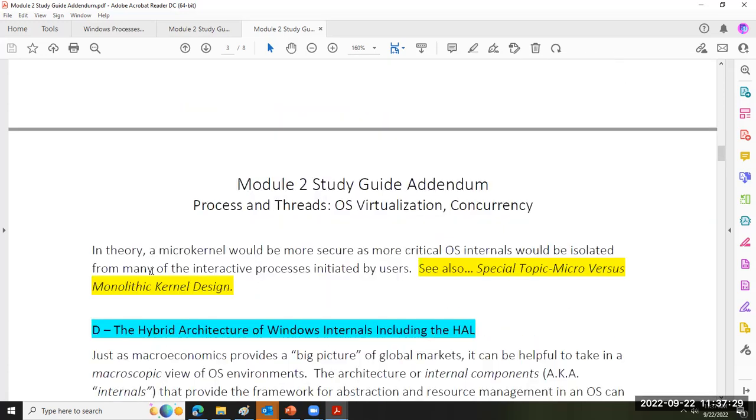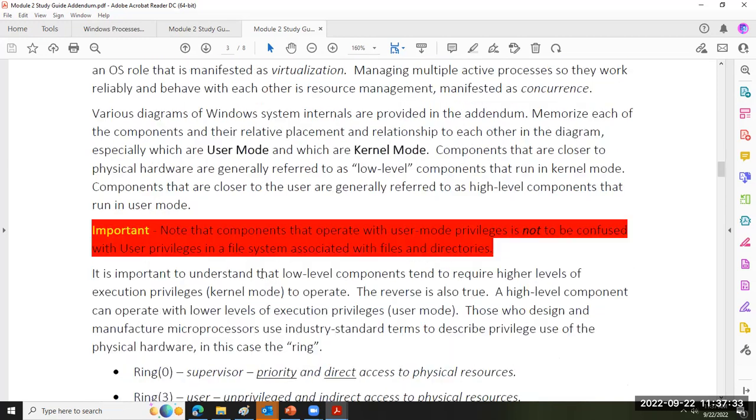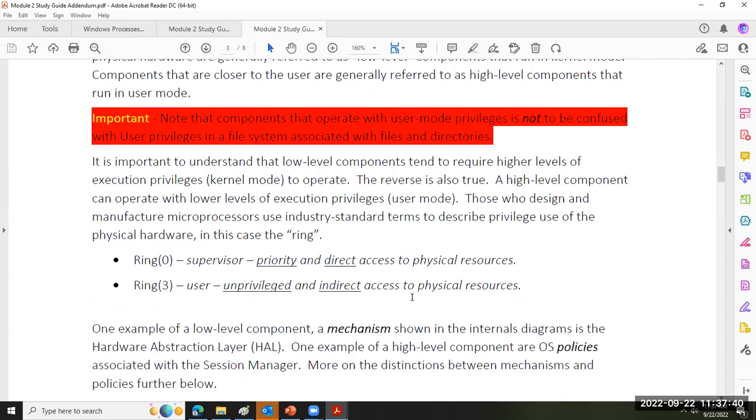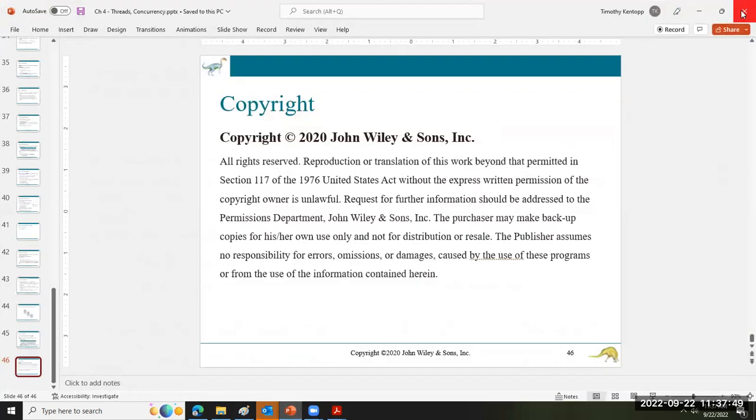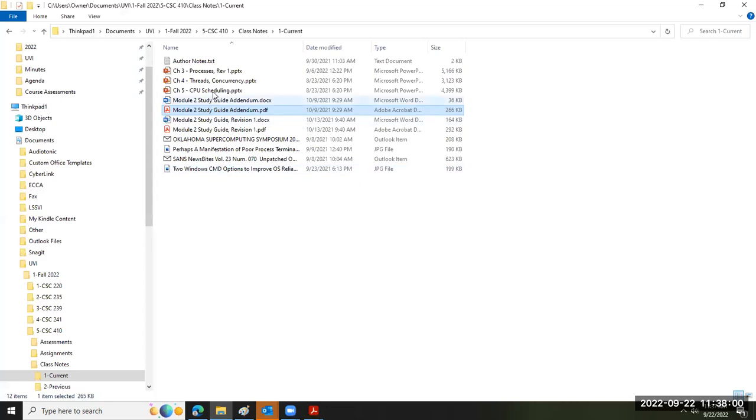So if you haven't already, take the time to check out what's listed in the study guide and addendum. And if you see anything in red and yellow, of course, make sure you take the time to read that carefully. You should have copies of chapter 3 and 4 slides in the references and or resource folder. I'm going to go ahead and get started with chapter 5.